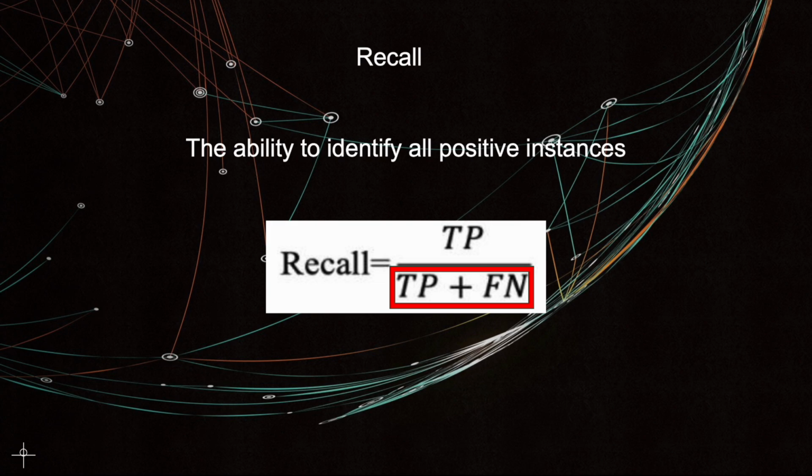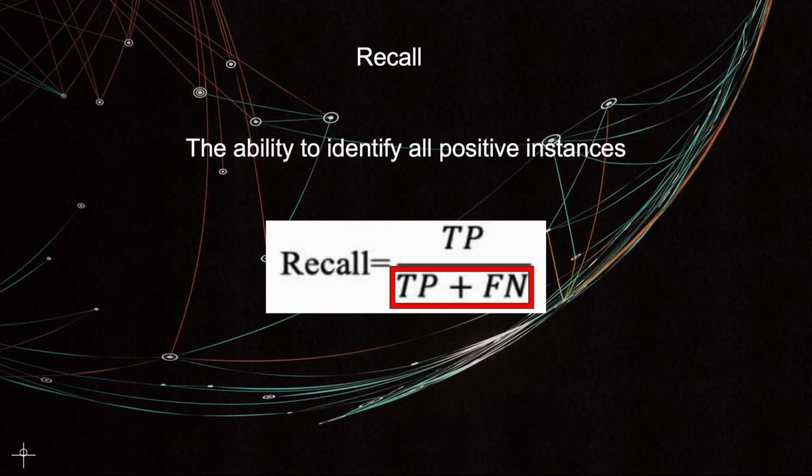In other words, the total number of actual positive instances in a dataset. The recall essentially tells us the ratio of positive instances that are correctly detected by the classifier. A higher recall means the model is better at identifying more positives.